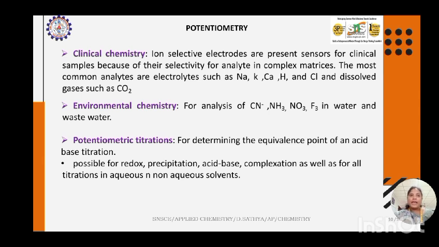In clinical chemistry, ion selective electrodes are present in sensors for clinical samples because of the selectivity for the analyte in a complex matrix. The most common analytes are electrolytes such as sodium, potassium, calcium, hydrogen and chlorine, and dissolved gases. In environmental chemistry, they are used for analysis of cyanide, ammonia, nitrate and fluorine in water and wastewater. Potentiometric titration is used for determining the equivalence point of acid-base titration, and is also possible for redox, precipitation, and complexometric titrations, as well as for titrations in aqueous and non-aqueous solvents.